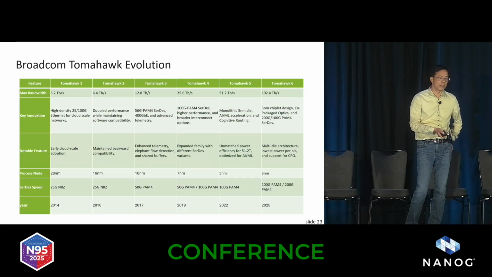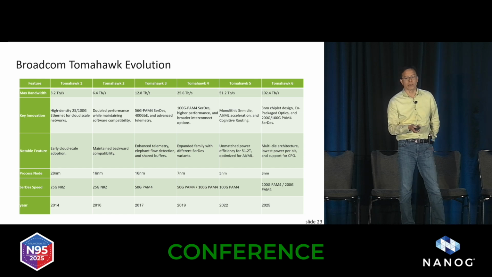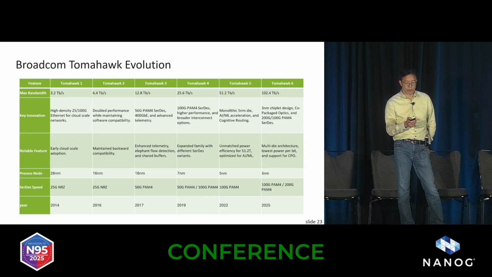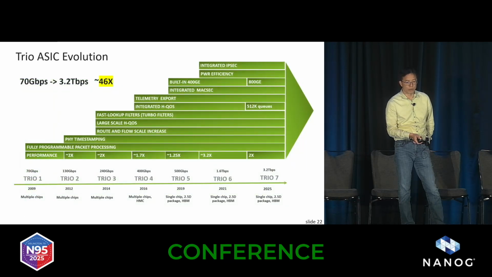Okay, last slide, I put the Broadcom Tomahawk chip here as a comparison. So the Broadcom Tomahawk chip is basically a shallow buffer chip. So if you look at, let me show you the Express. One more.